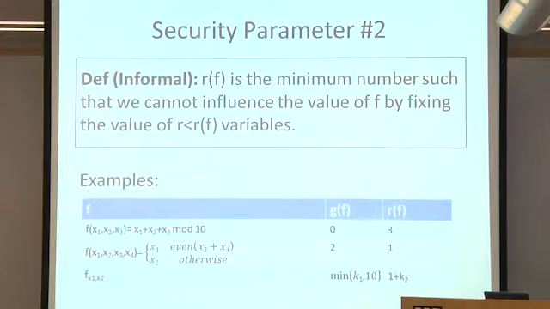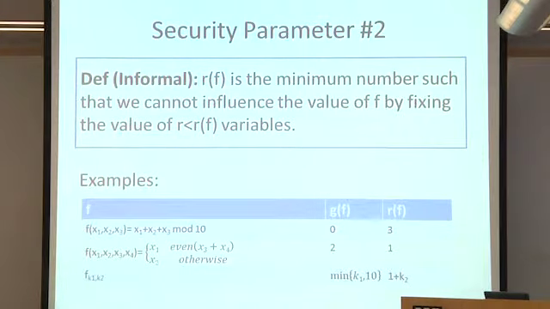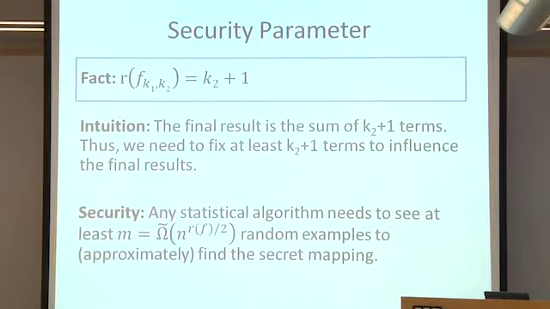In our particular case, we need to fix all k2 of the remaining challenge images, and we need to fix the image from our lookup table. So if we fix all of these images, if we fix the value of all these images, then we actually can influence the value of the function. So in this case, R of f is k2 plus 1. So what does this mean for security?